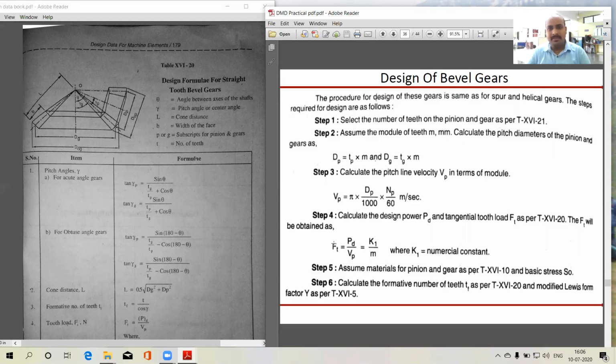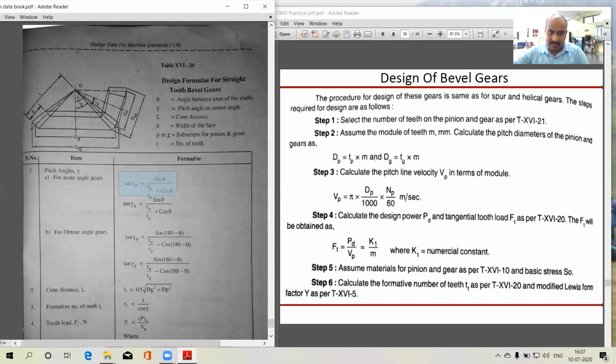Now the first step, before starting the first step, you just have to calculate pitch angle. For pitch angle of acute angle gears, the formula is given on the left side of the screen. See here, one formula is written, that is for pinion and for gear. Similarly, for obtuse angle, the formula for calculating the pitch angle is also mentioned.